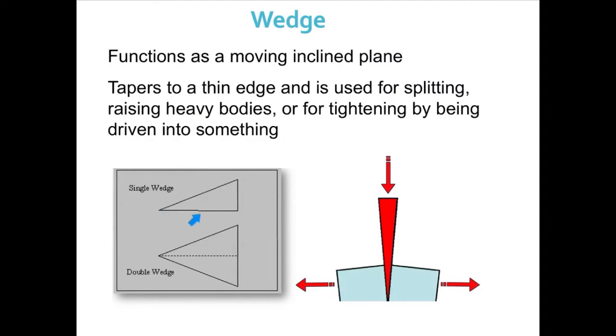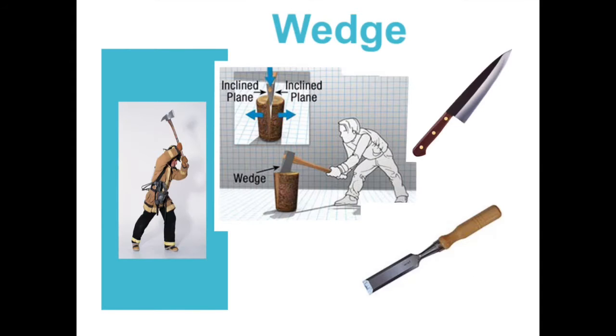The single wedge, here, as you can tell, looks just like an inclined plane, and the double wedge, this one here, where you can tell it's two inclined planes put up against each other. Here are a few examples of a wedge.